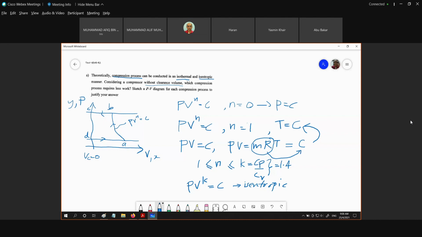Itu sebab saya tanya soalan saya tadi. What does this n represent? The n represent the gradient of garisan A ke B. The increment of n value, okay, the increment of n value akan menunjukkan kecerunan garisan lebih tinggi. More steeper. Okay, more steeper.